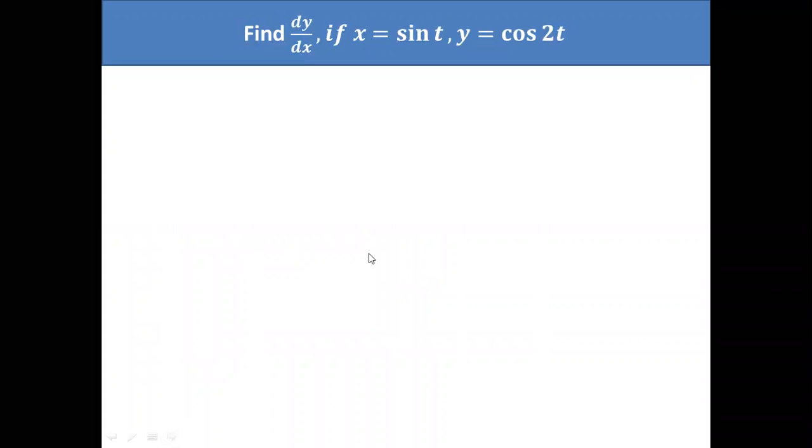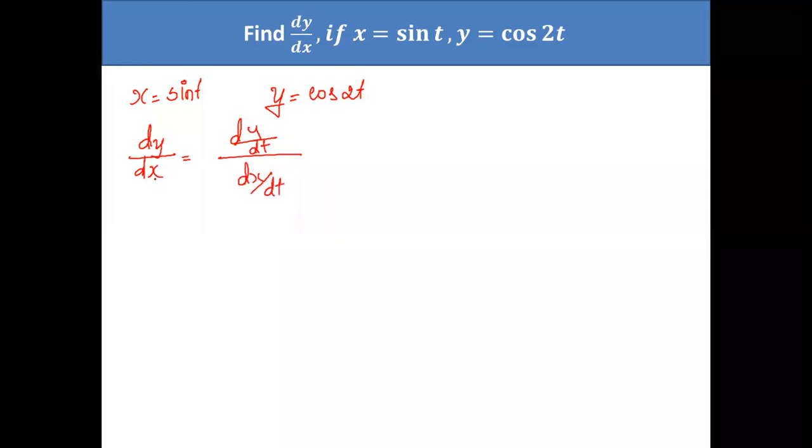I think this was also a homework question, correct? Yes, okay. So x is equal to sin t and y is equal to cos 2t. You can see x and y are in terms of some third variable, so it is a parametric function. When you have a parametric function, the derivative dy by dx is equal to dy by dt into dx by dt, good Nitya Lakshmi.